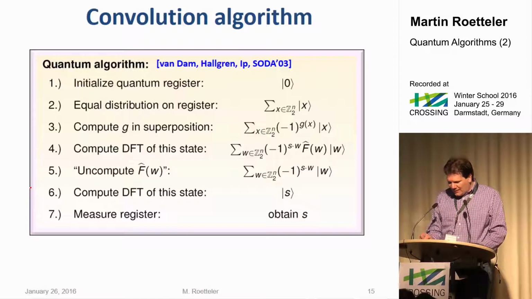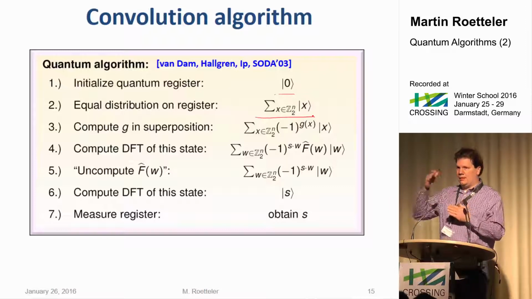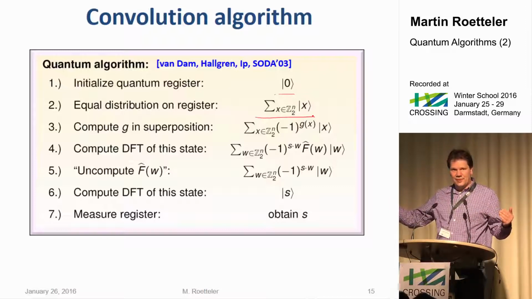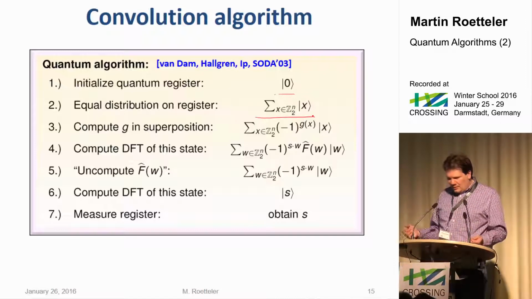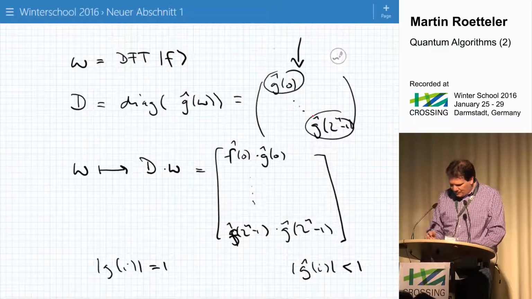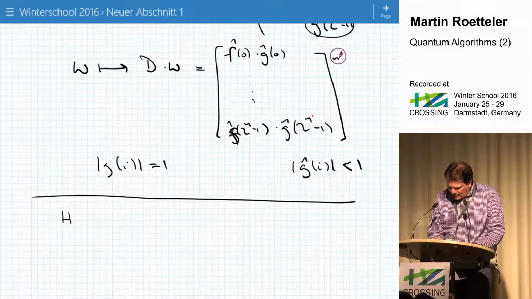So you start by initializing a quantum register in 0. It's a set of qubits, they are initialized in 0. And then you create an equal superposition of all the states. That can be done, for instance, by applying Hadamard gates to all the qubits. That will create an all-ones vector, right? Because if you take the tensor product of all these little H2s, you get a matrix that has the all-ones vector in the first column, right?